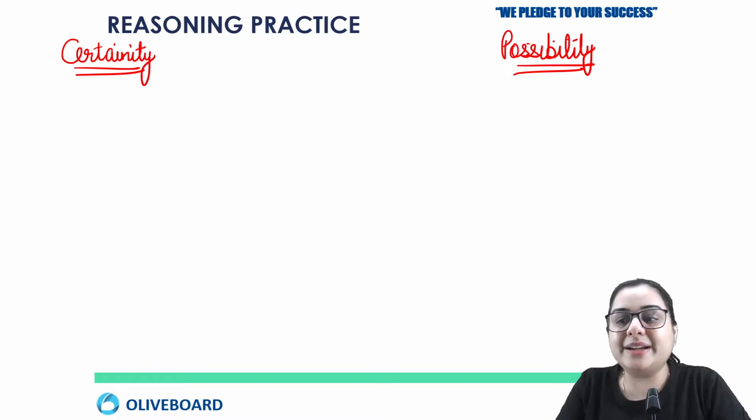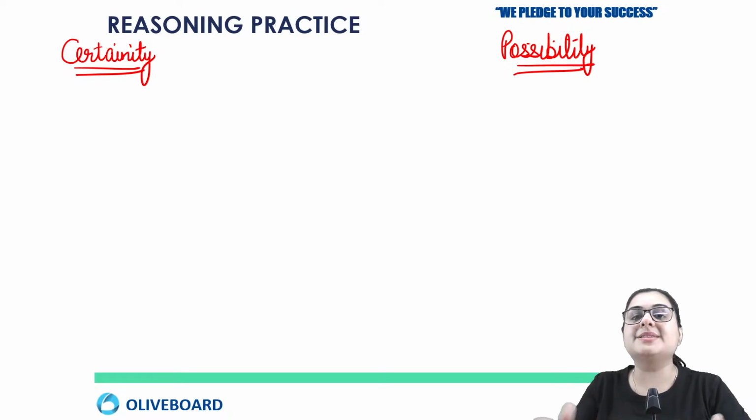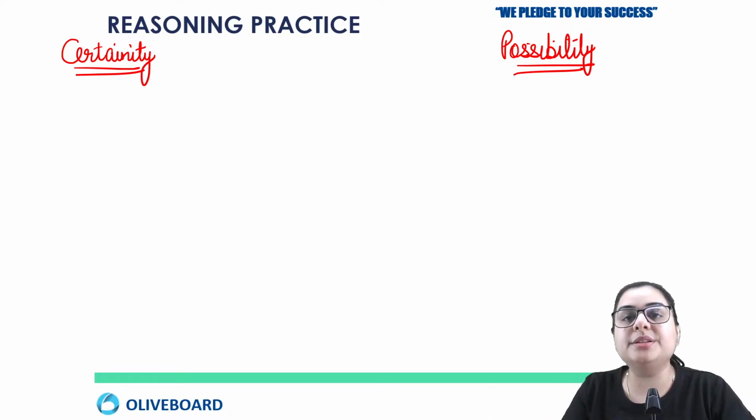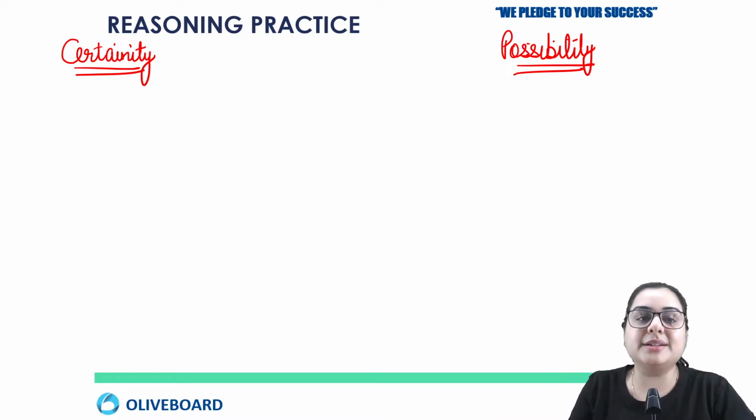So there are 2 categories of conclusions that will be asked. One is certainty type, and in the certainty conclusion, he is going to ask you whether this is certainly true or certainly false. And in the case of possibility, he is going to ask whether this can happen. So this is the difference.